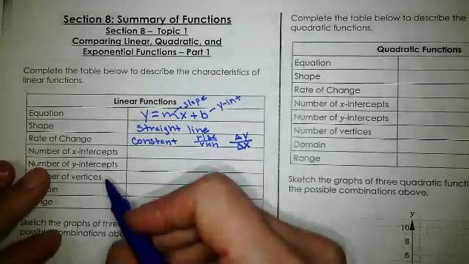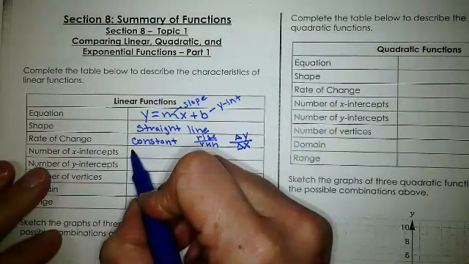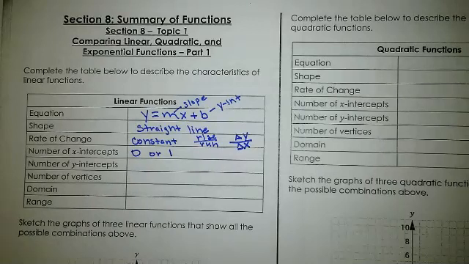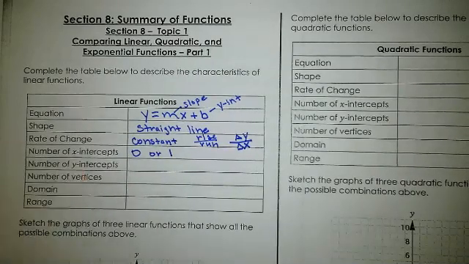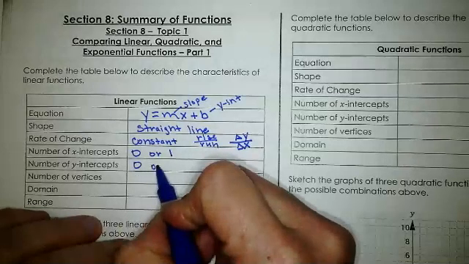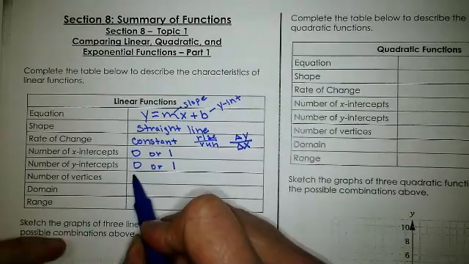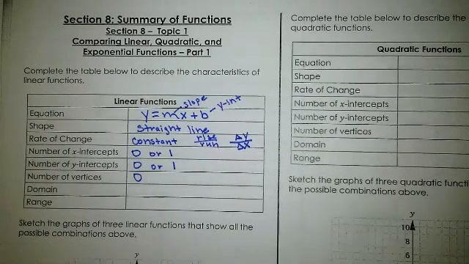Linear equations can have no x-intercept, or they can have one x-intercept. So an x-intercept would be when the line crosses the x-axis. For y-intercepts, the number of times the line crosses the y-axis could also be 0 or 1. Linear equations have 0 or no vertices.